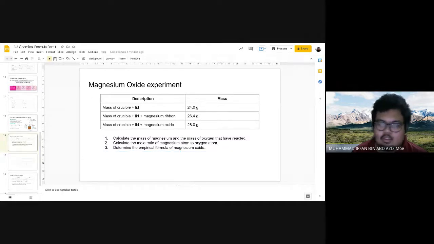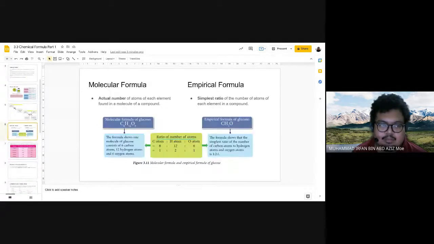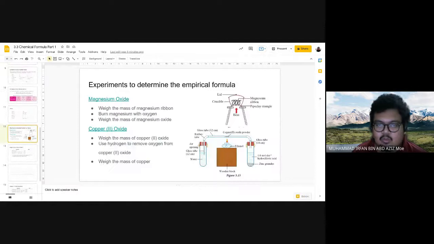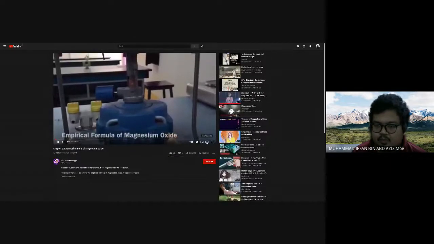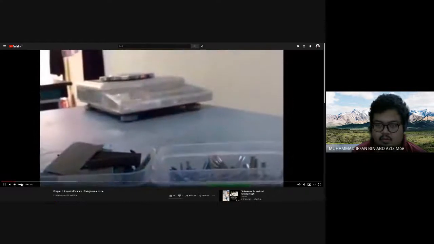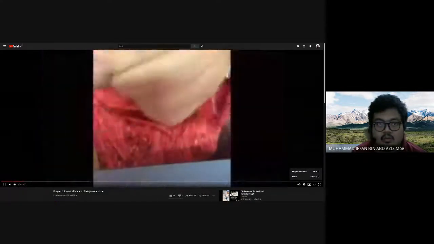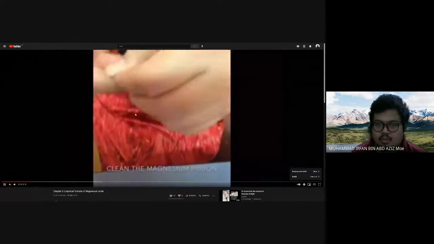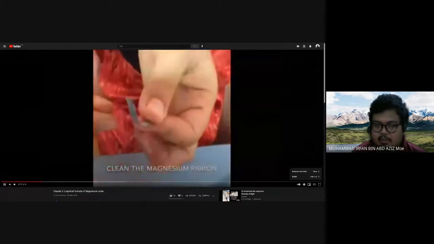First of all, it's already 9:30 lah. Cikgu tunjuk dululah video, how the experiment akan dibuat. Okay, semua tengok ni. Okay, this is magnesium ribbon. This is Mg lah, magnesium.